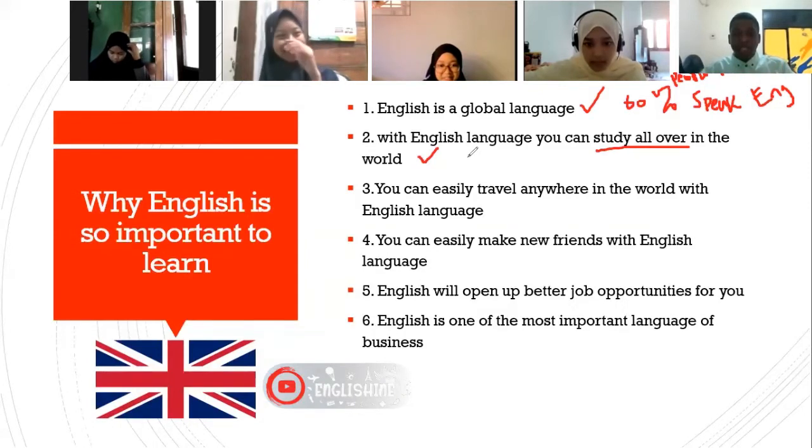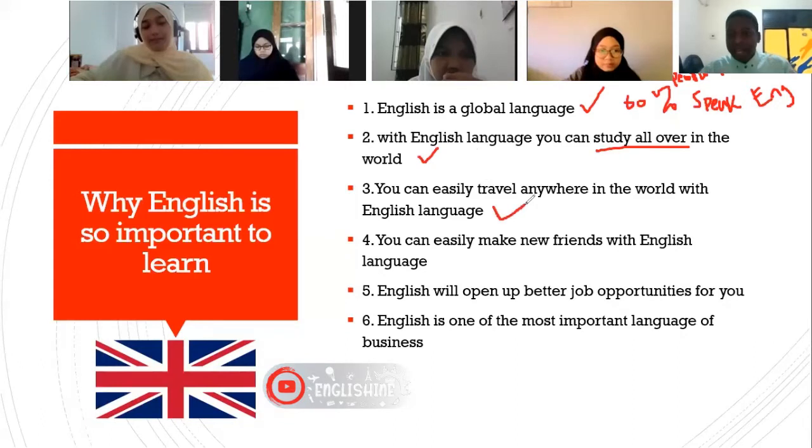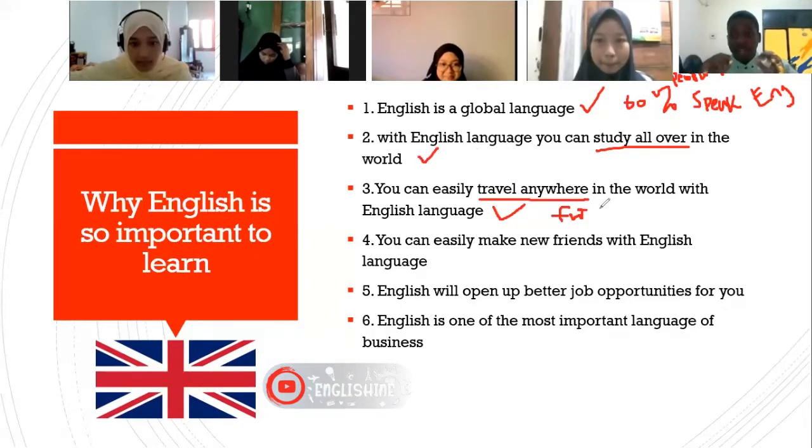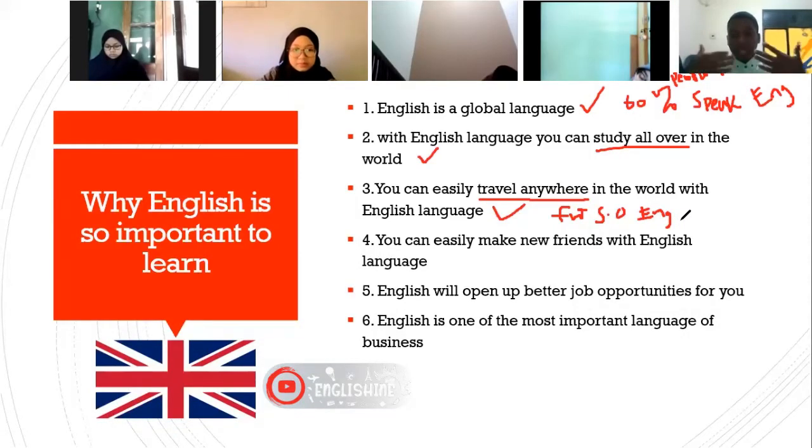The third reason is you can easily travel anywhere in the world with the English language. Because for me, when I came here, even though Indonesia is not an English speaking country, I met people I could speak with using the English language. When I came here, I was lost. I came with no language skill in Bahasa. I cannot speak Bahasa. So when I met people, I spoke a little English, and although they are not English speaking people, they understood what I said and they also responded to me in English. So if you go to any part of the world, you will meet people that speak English. So it is important for you to learn English.